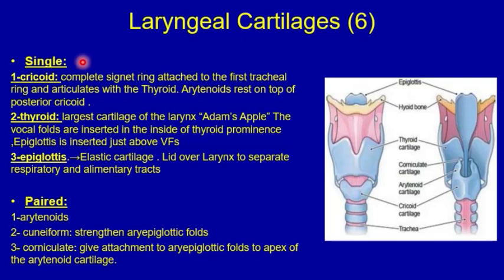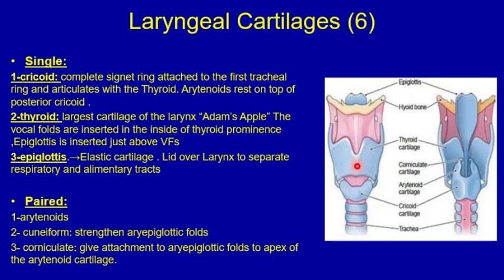There are 6 laryngeal cartilages. 3 of them are single and the other 3 are paired. The single cartilages include the cricoid, which is a complete cartilaginous ring that is attached to the first tracheal ring. On top of the cricoid sit the arytenoid cartilages posteriorly. We'll come to this in the paired cartilages. The other single cartilage is the thyroid cartilage, which is the Adam's apple. This is the largest cartilage of the larynx.